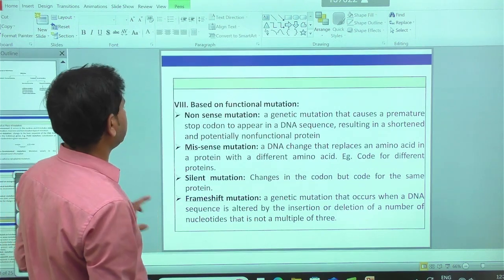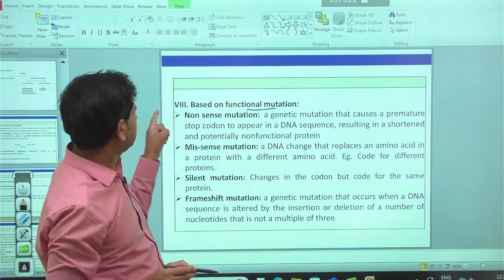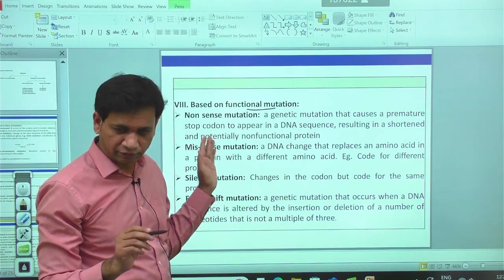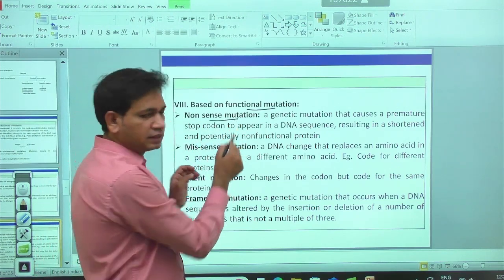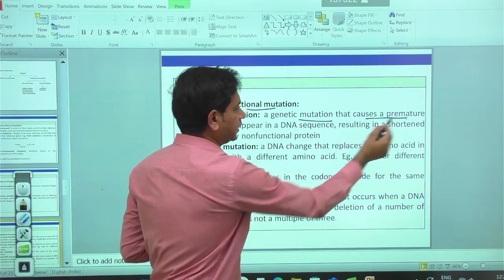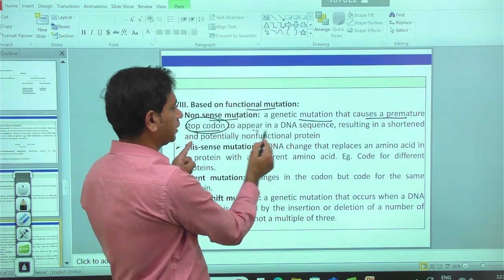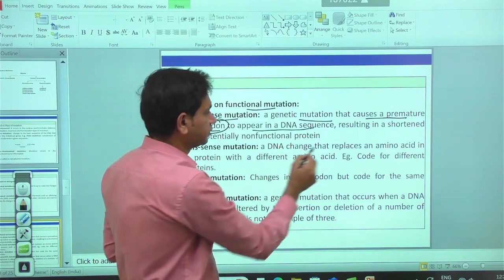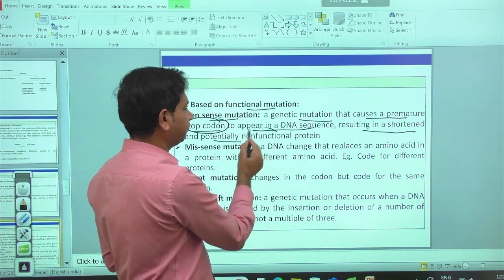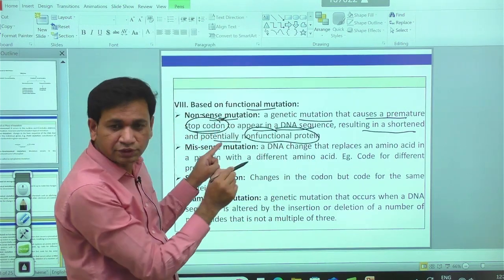Then the eighth classification is based on the functional mutation. Till the sixth and seventh classification are the most important ones. In the eighth one, we have nonsense mutation. Nonsense mutation means a genetic mutation that causes a premature stop codon to appear in the DNA sequence, resulting in a shortened and potentially non-functional protein. So that we call nonsense mutation.